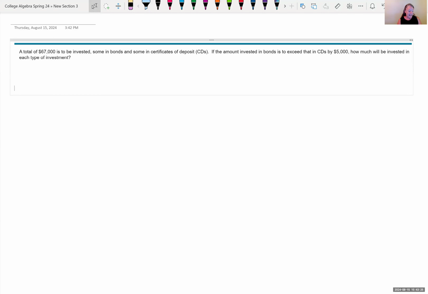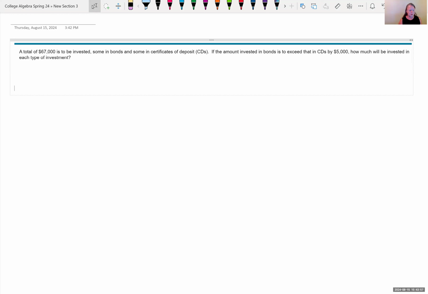Okay, so looking at some application problems dealing with linear equations. The first one I see here is we have a total of $67,000, which is to be invested, some in bonds and some as certificates of deposit, which are called CDs. If the amount invested in the bonds is to exceed that in CDs by $5,000, how much will be invested in each type?